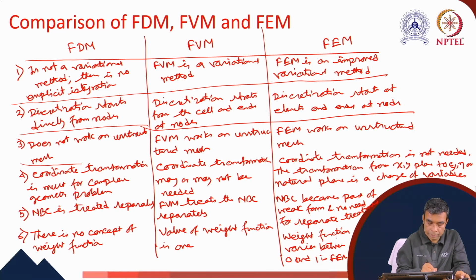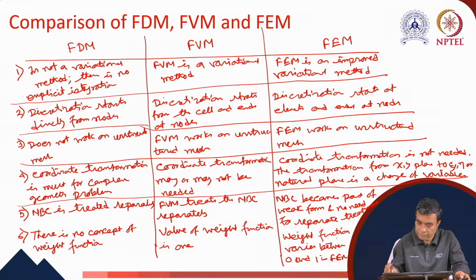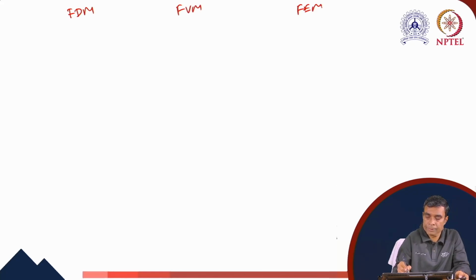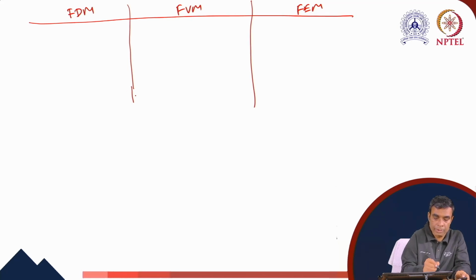So these are some of the differences or comparison among these three fundamental methods. We can highlight some more differences. So some more differences are FDM, FVM, FEM. So this is seventh difference.